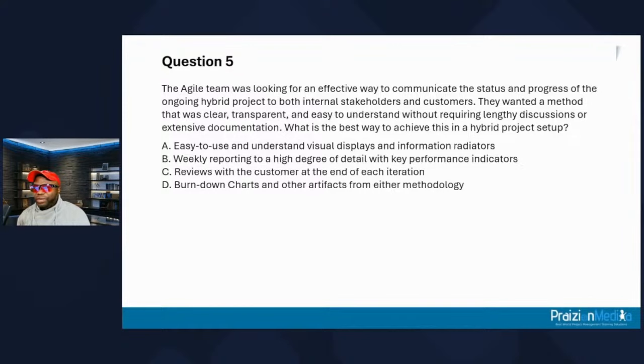The Agile team was looking for an effective way to communicate the status and progress of the ongoing hybrid project to both internal stakeholders and customers. They wanted a method that was clear, transparent, and easy to understand without requiring lengthy discussions or extensive documentation. What is the best way to achieve this in a hybrid project setup? Is it A, easy to use and understand visual displays and information radiators? B, weekly reporting to a high degree of detail with key performance indicators? C, reviews with the customer at the end of each iteration? Or D, burn down charts and other artifacts from either methodology?